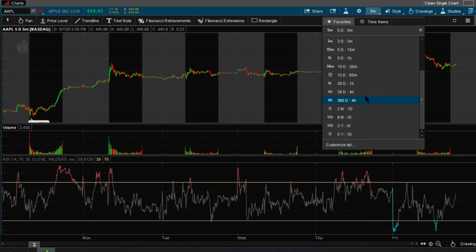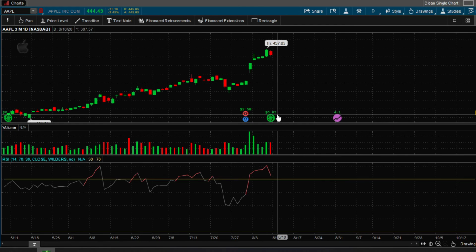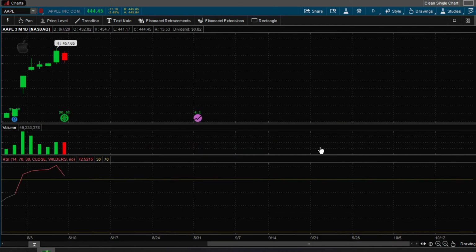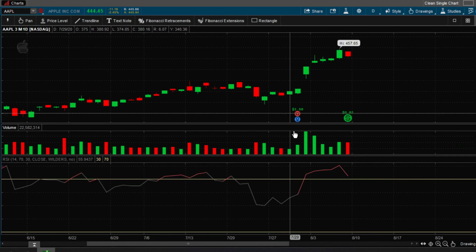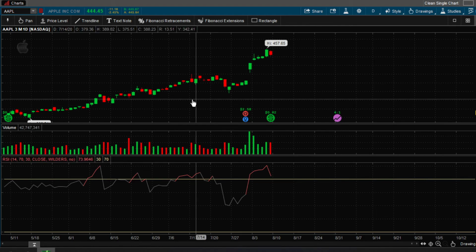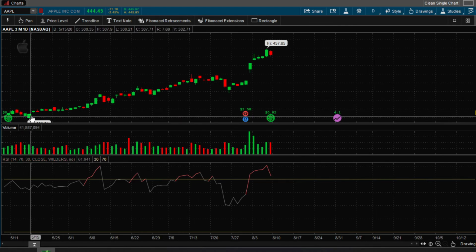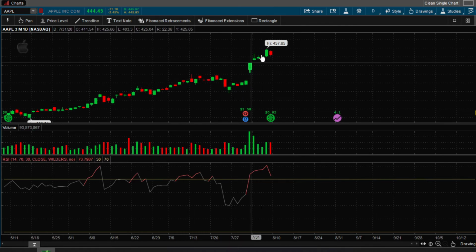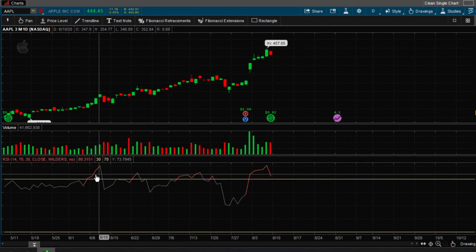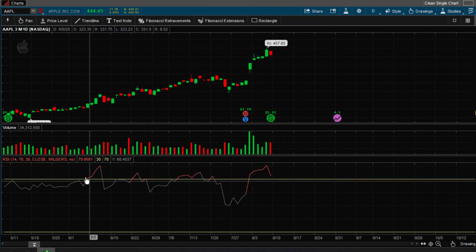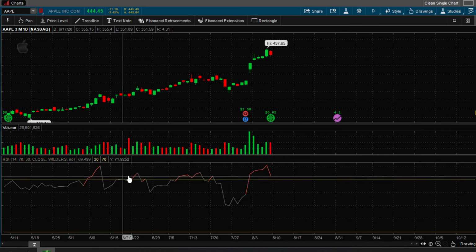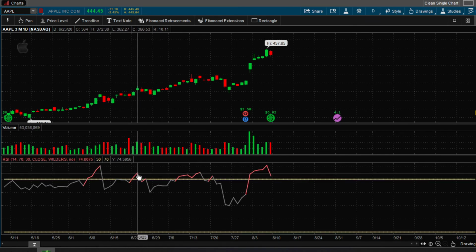Most big hedge funds and stuff, they usually go like 3 months on a chart. So this is 3 months of Apple, and as you see, it's basically a bullish trend. So the RSI is basically a relative strength index. So it's still on the overbought section. It stayed on the overbought here.